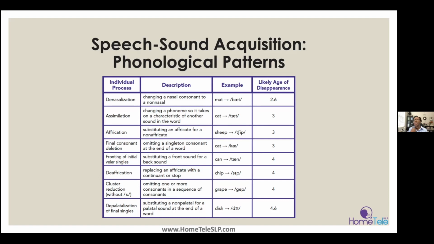So they're taking the back sound, the K or C sound, K, and they're producing a sound that's in the front. So that is fronting of initial velar singles, and that should be disappearing around 4.